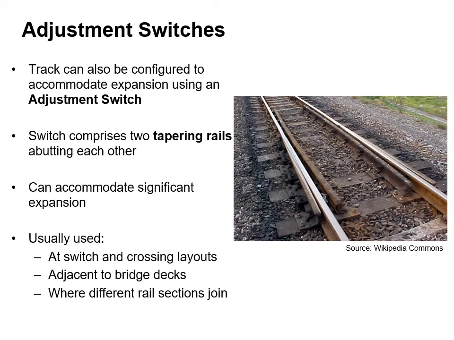Track can also be configured to accommodate expansion using what's called an adjustment switch. The switch comprises two tapering rails abutting each other. These can accommodate a significant amount of expansion and contraction. They're usually used at switch and crossing layouts, adjacent to bridge decks, or where different rail sections join.